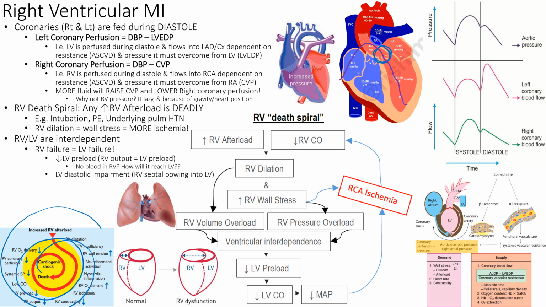Our coronaries are then able to be perfused when we have diastole, right? So we can understand how much blood flow the left ventricle gets perfused at, and how much the right ventricle is getting. It makes sense that it's the diastolic blood pressure minus the pressure in the left ventricle. If I'm trying to perfuse my coronaries, it's going to be dependent on how much pressure there is in that left ventricle.